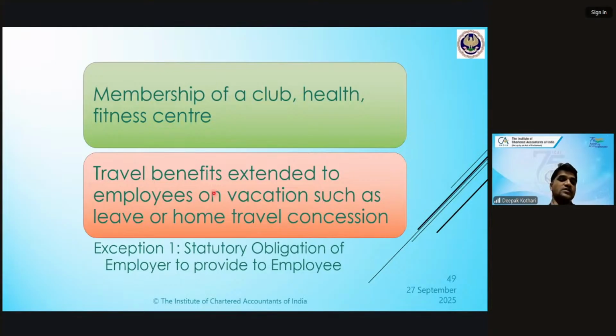Then travel benefits, which is extended to the employees on vacation, such as leave or home travel concession, that also credit will not be there. Here again, the exception is if it is statutory obligation of an employer to provide to the employee, then he can claim. It will be a statutory obligation when you are sending an employee to a place which is very far, right? There, since you are keeping the employee in a far off region, it becomes mandatory that you have to give them travel benefits. Then only credit will be available. Normally, it will not be available.